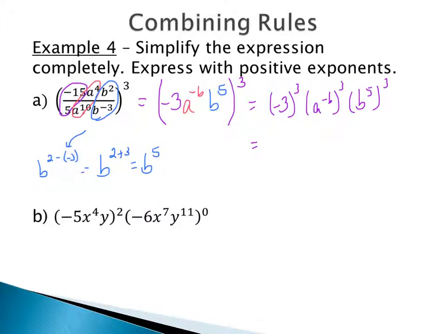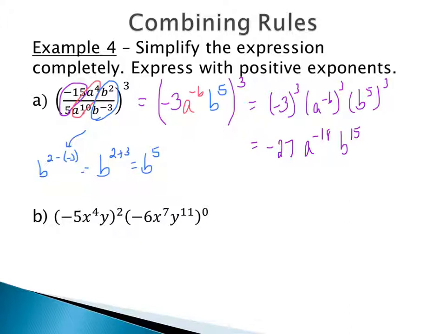So negative 3 to the third is going to be negative 27. Using our power rule, a to the negative 6 raised to the third, negative 6 times 3 would be a to the negative 18. And then b to the 5th raised to the third, again, we would multiply your exponent, so 5 times 3 would just end up being 15.